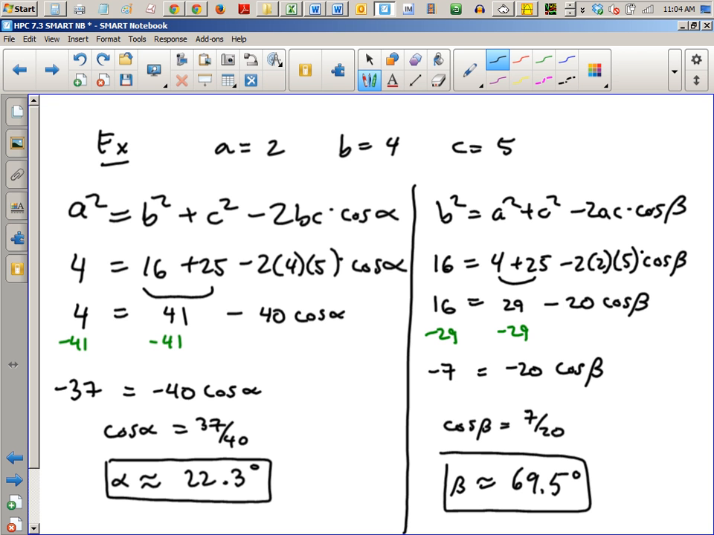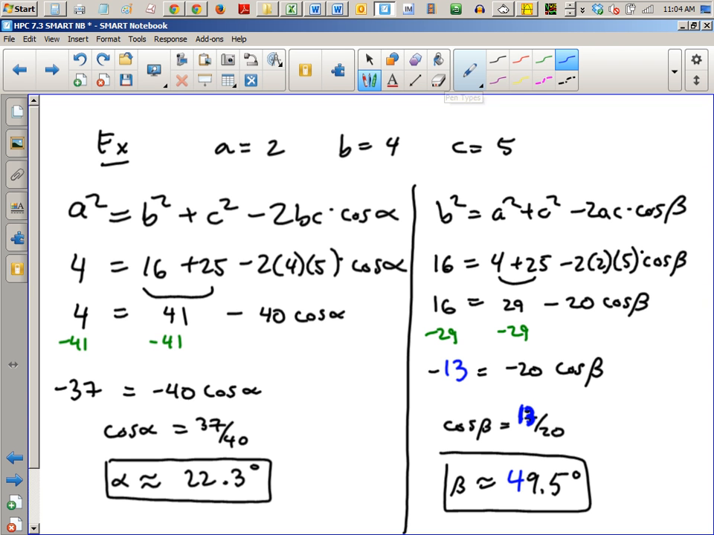Oh, except the 16 minus 29 is negative 13. Sorry. Let me fix that. I wrote that wrong. This is negative 13. So this is 13/20ths. Sorry, going a little too fast there. So inverse cosine of 13/20ths. 49.5, not 69.5. There we go.